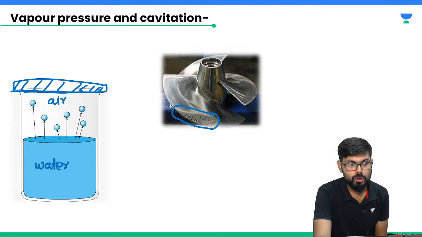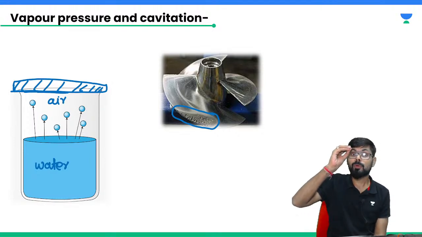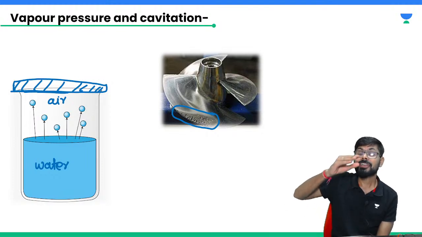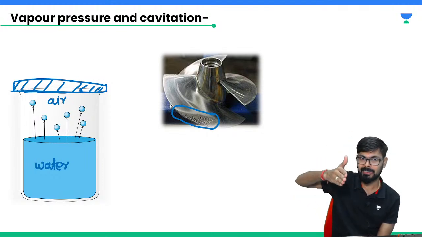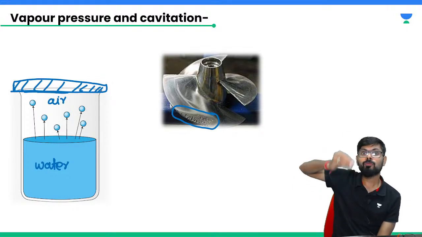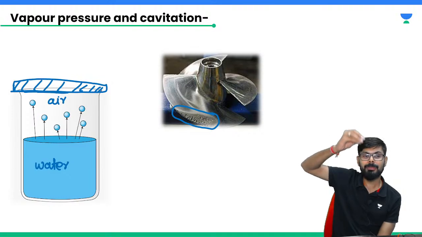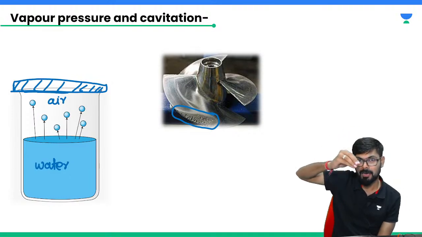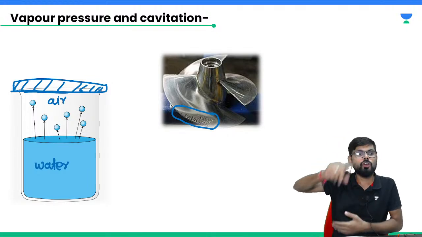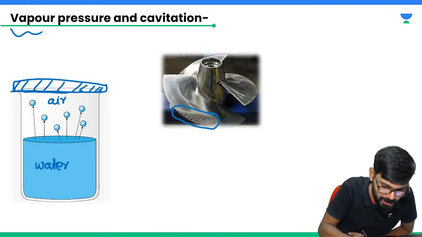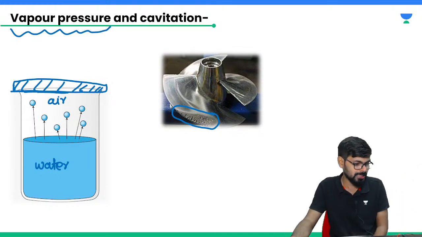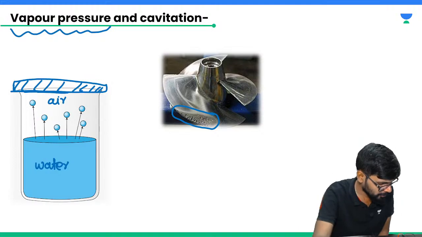Clear? So when it reaches the saturation condition, at that moment whatever pressure is exerted by the vapor on the surface of the water is called vapor pressure. Or saturated vapor pressure, as it is also known. Clear? Saturated vapor pressure.